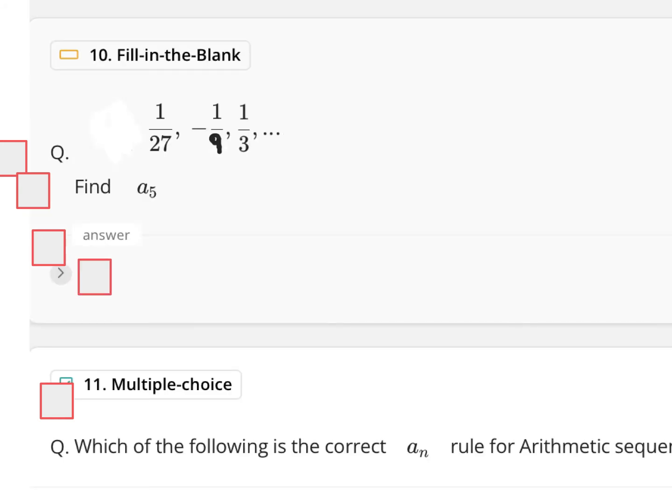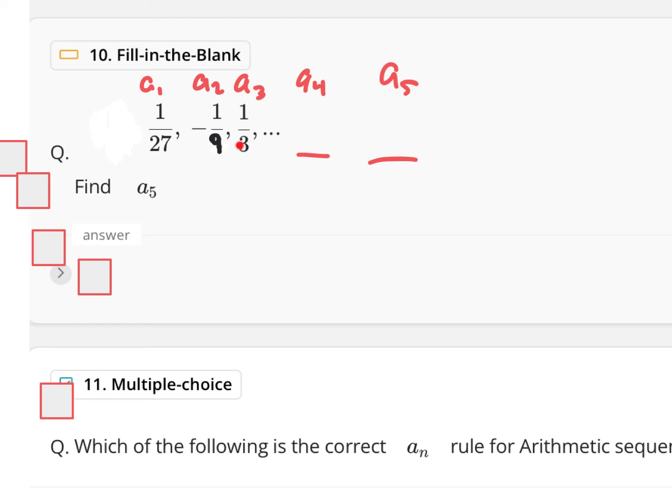So on this question, we want to find the fifth term. Keep in mind that your first term, a sub 1, is right here. Second term, a sub 2, is right there. A sub 3, we need a sub 4, which is right here, and a sub 5, which is right there. Let's first find out whether we have a common difference or common ratio.